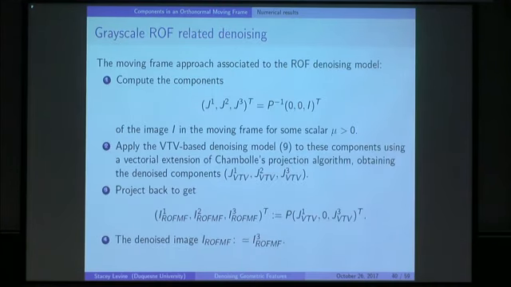So the moving frame approach is exactly as I said before. In this particular case, once you compute J1 through J3, they're processed in tandem with each other. With VTV, the vectorial total variation, the channels communicate, so they play into each other. We get the denoised components, project back. The last component is our denoised image.